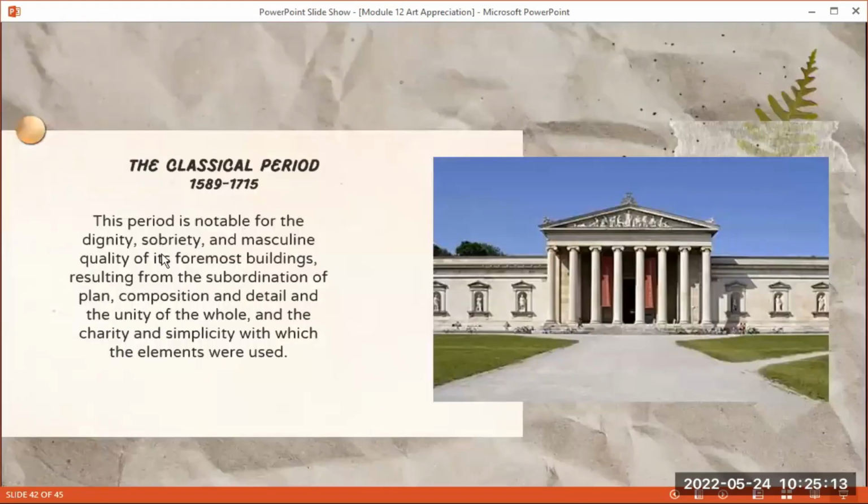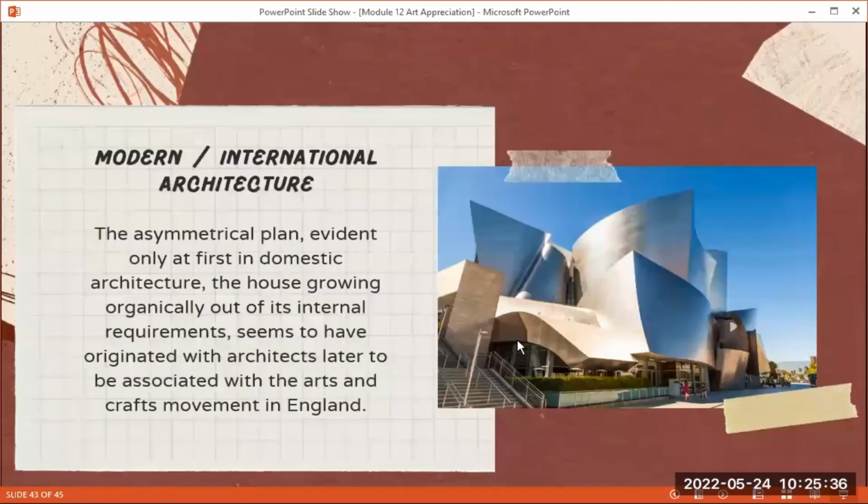Next, we have the classical period, that is from 1589 to 1715. This period is notable for the dignity, sobriety, and masculine quality of its foremost buildings, resulting from the subordination of plan, composition, and detail to the unity of the whole, and the clarity and simplicity in which the elements were used. Next, we have the modern or the international architecture.